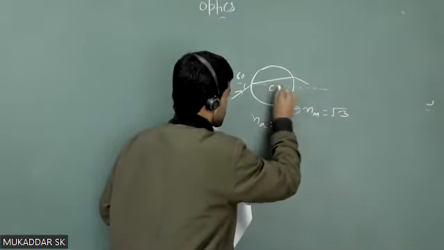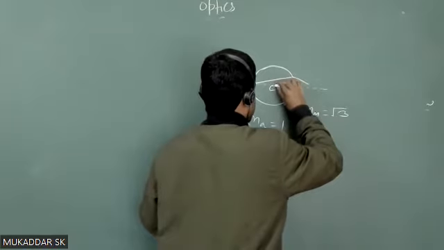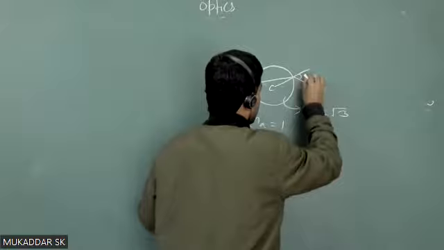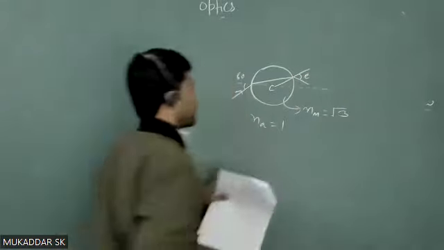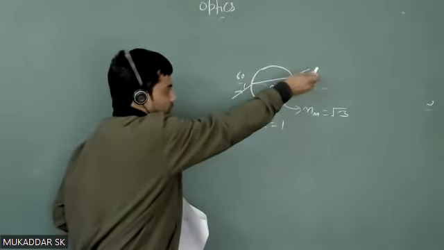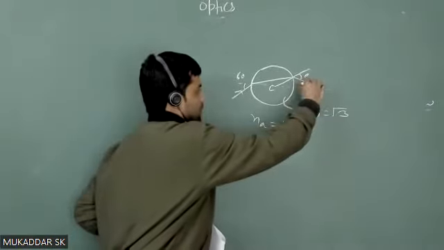Suppose this is the center, and this is the angle of emerging. This angle E is the angle at which the ray is actually emerging.